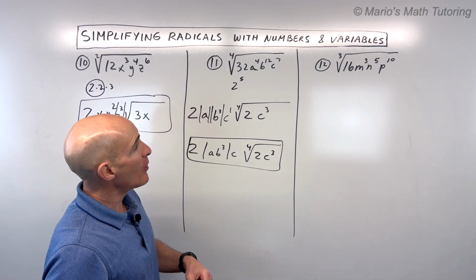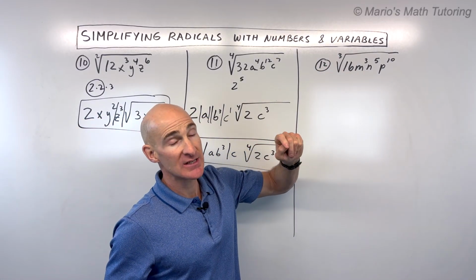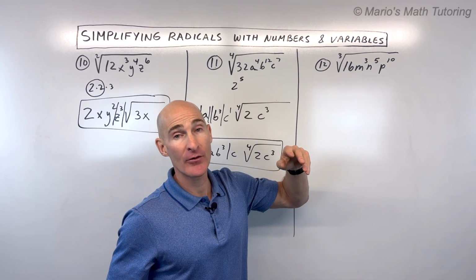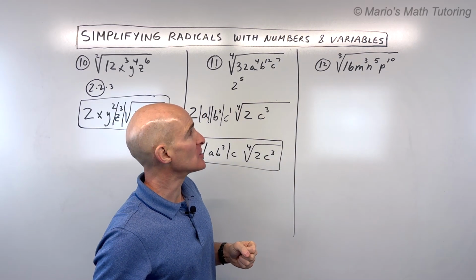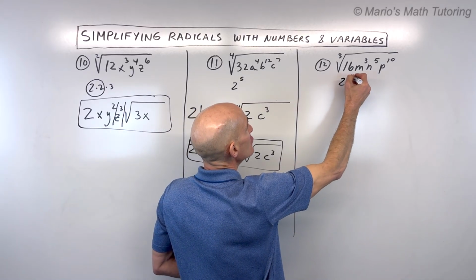Now for number 12, we don't have to worry about the absolute value bars because we're taking the odd root. You can take the odd root of a negative number, you can take the odd root of a positive number, so you don't have to worry about the absolute value bars here. 16 I know is 2 to the 4th.